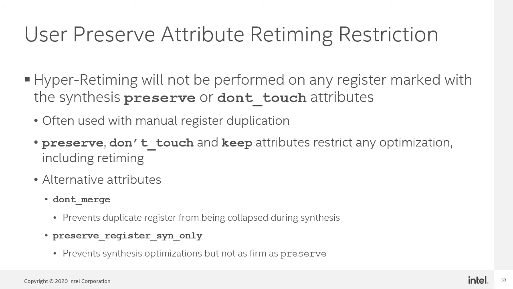As an alternative to these attributes, we recommend using the attribute don't merge. This attribute specifically tells synthesis not to optimize away the specific duplicated logic, but has no effect on retiming. Another attribute, preserve register send only, may also be used as it is a watered down version of preserve, preventing certain synthesis optimizations, but in particular not affecting retiming.